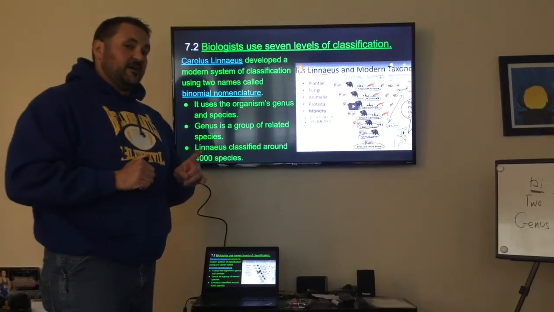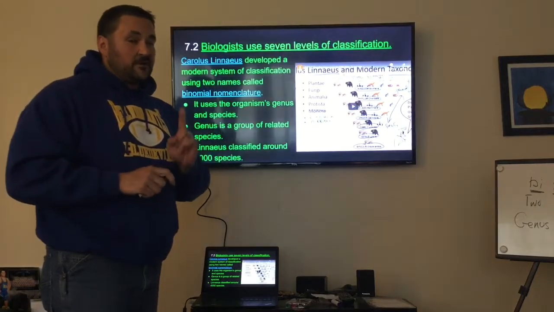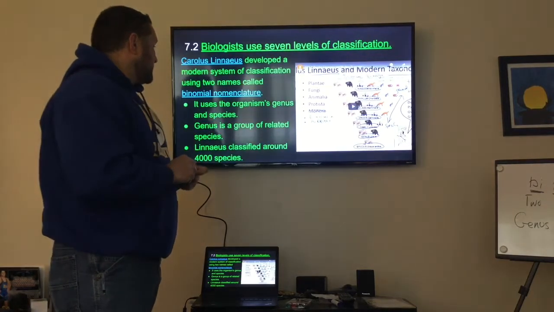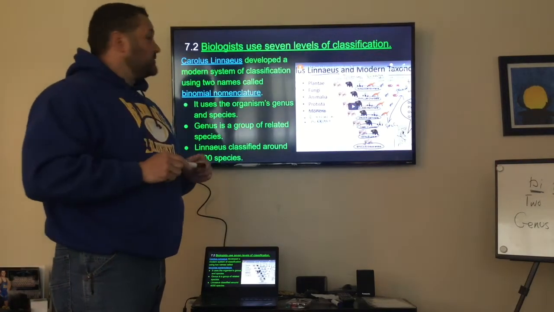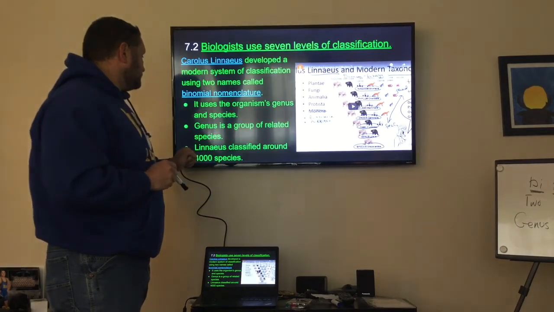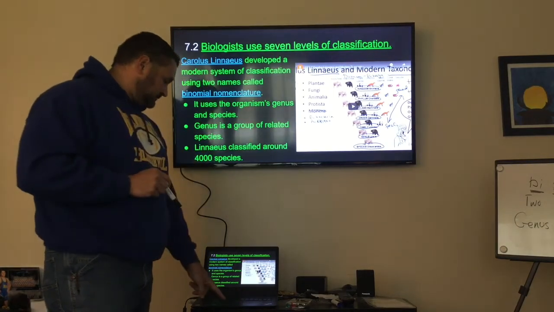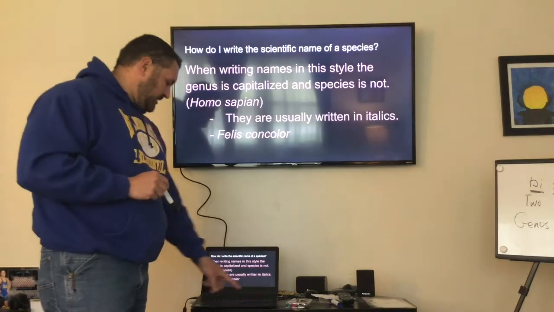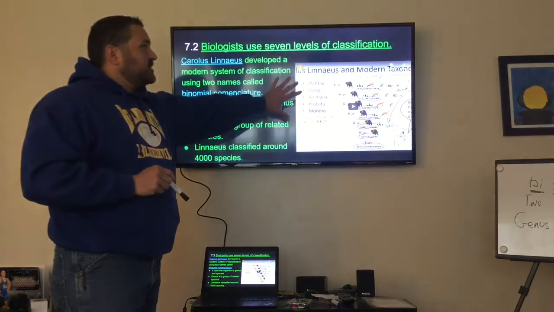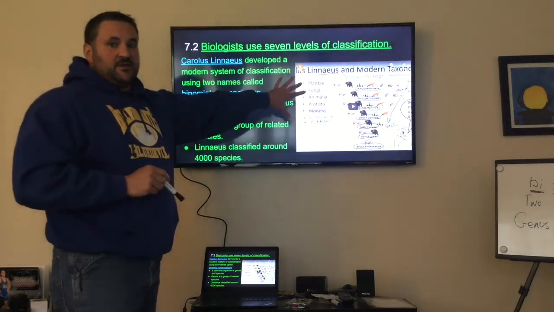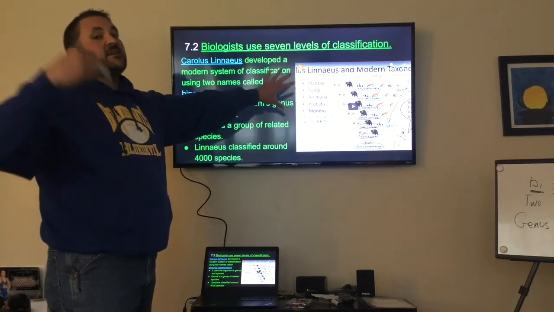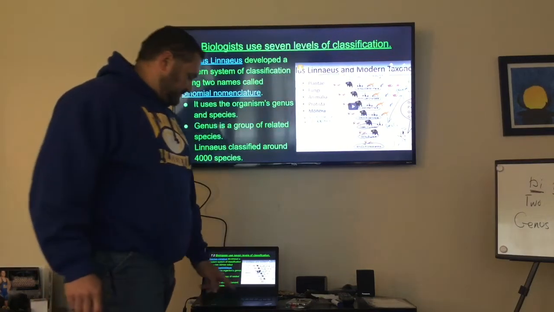Linnaeus classified over 4,000 species of plants based on how they reproduce. Make sure you're watching the videos at home. Make sure you're in the slides and you're watching the videos.